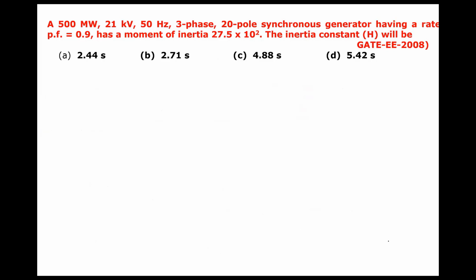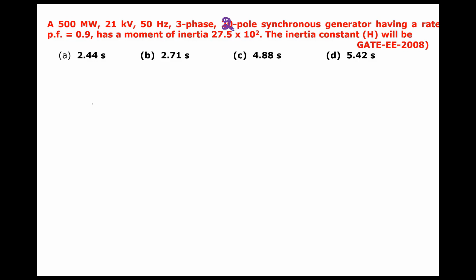This is the next question. A 500 megawatt, 21 kV, 50 hertz, 20-pole synchronous generator has a rated power factor of 0.9 and has a moment of inertia of this value. The inertia constant is... Here it is 20-pole or 2-pole? Let us say it is a 2-pole machine. A 20-pole machine is very rare.